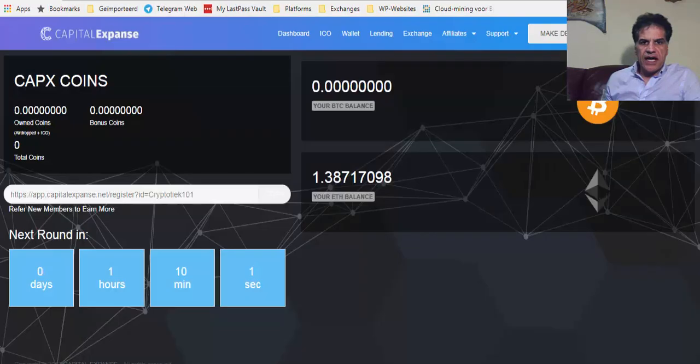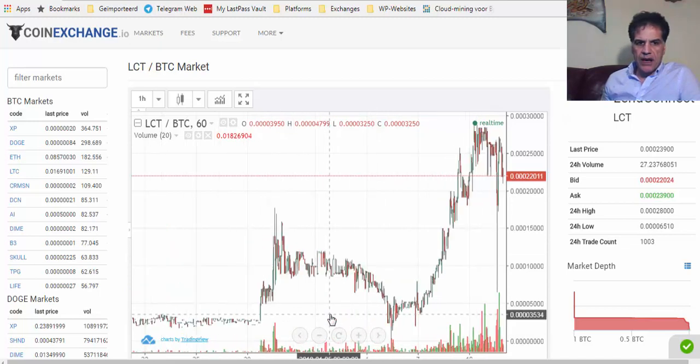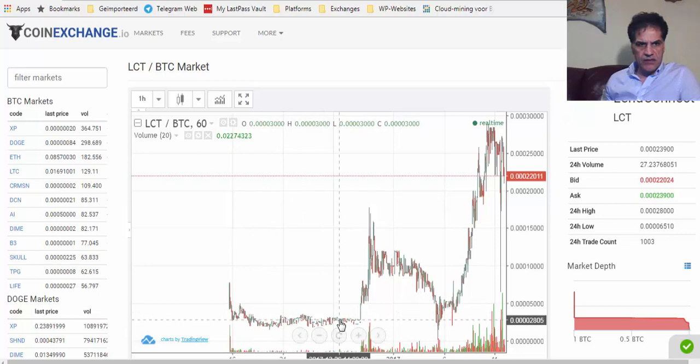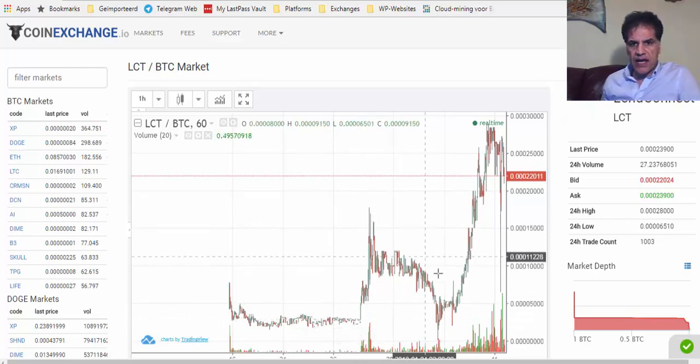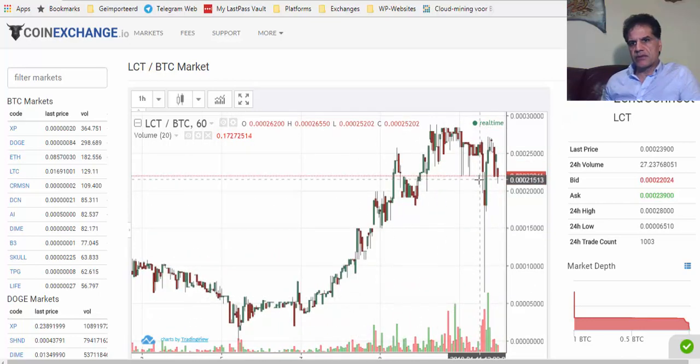If you go to the coin exchange at this moment, you see the price was, I think, 4 cents, because I bought some tokens when it was 50 cents, and then it went up, went down, and now it is somewhere around $2.5 to $3. So actually very clever.